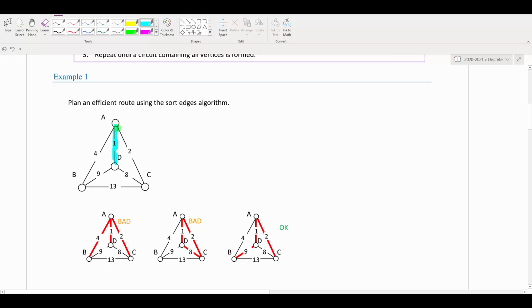Okay, the next cheapest edge in our graph here is this one from A to C, which has a cost of 2. So I'm going to add that one to my circuit. So this is my circuit so far. This is where I can travel so far.